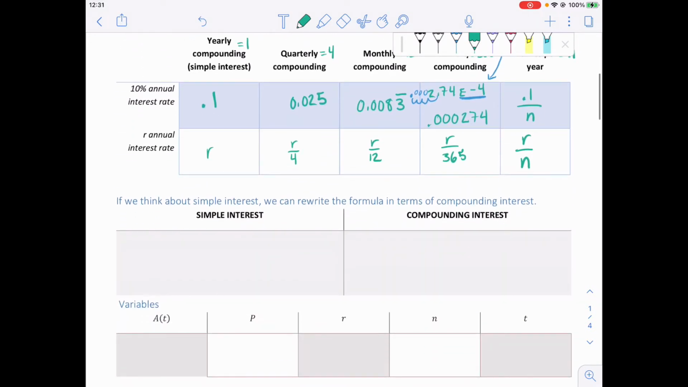So let's think about how we can go from simple interest to compounding interest. Our simple interest formula looks like this: P times (1 plus r) to the t. This is A of t. Remember, A of t is the amount after t, and most of the time we talk about years, but we could measure this in hours, it depends. P is our principal, or our starting amount.